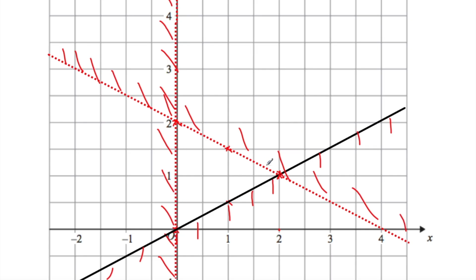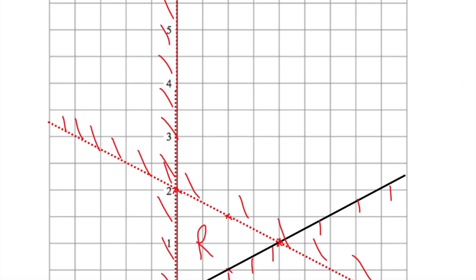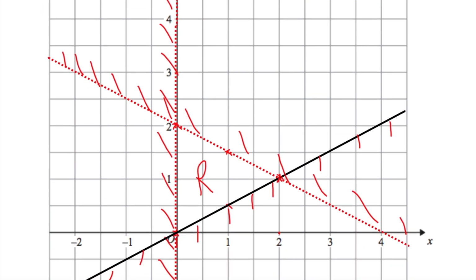And we've got this nice region here inside of this triangle that satisfies all three inequalities. So let's label that with an R. That region there would satisfy all three of the inequalities we were given in the question. And that's it. Okay, let's look at our next question.